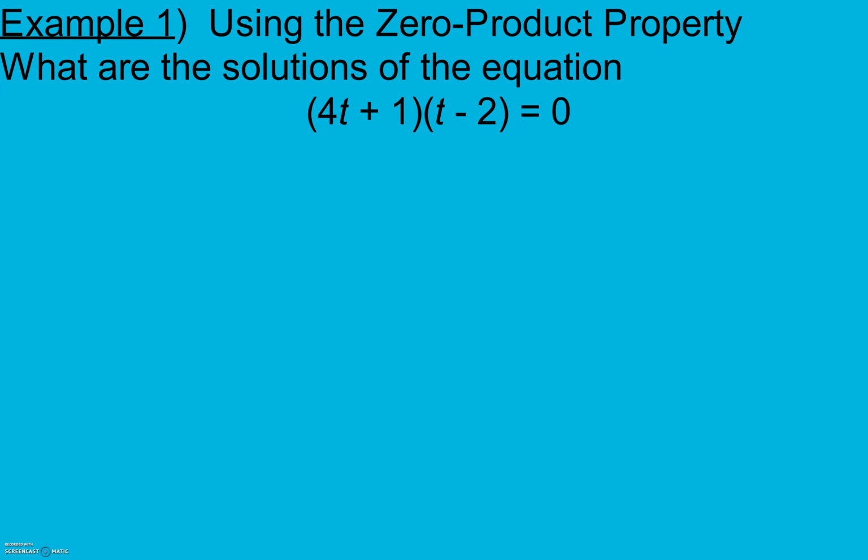So using that idea here in example 1, we're going to find the solutions of the equation. Here we have an equation in factored form, which means we have things that are multiplied together. The only way this is going to be true is if one of our factors or the other is 0. So 4t plus 1 could be 0, or t minus 2 could be 0. That's the only way that we can multiply to 0, is if one of the things we're multiplying is 0.